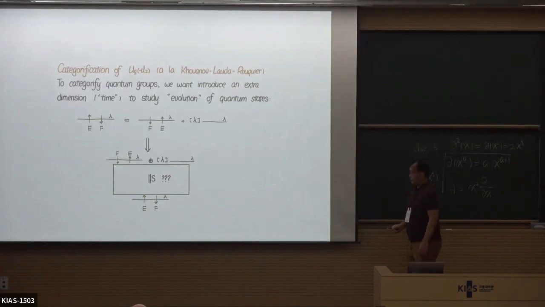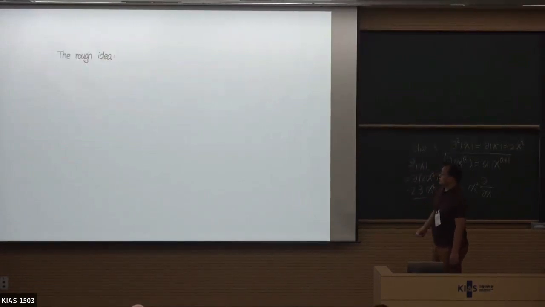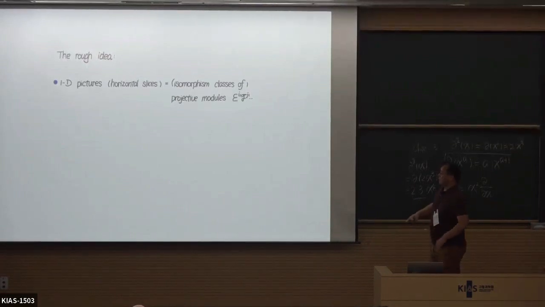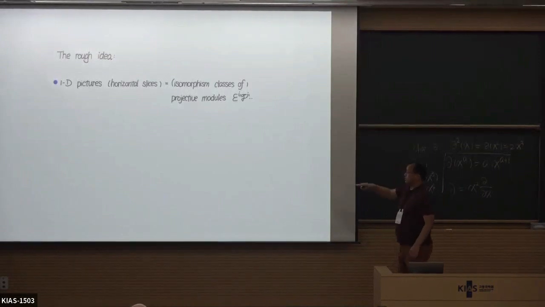Let me give you the answer due to Khovanov and Lauda. The rough idea is that instead of one-dimensional pictures, we're going to draw two-dimensional pictures. Each horizontal slice of the two-dimensional picture is going to be the decategorified quantum group picture. Each 1D picture, as a horizontal slice, is an isomorphism class of projective modules.